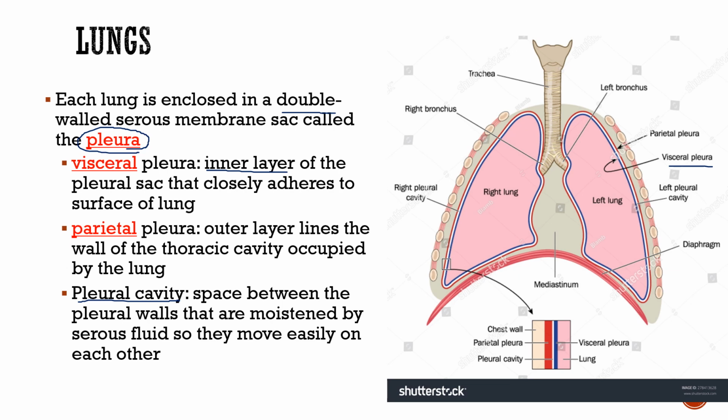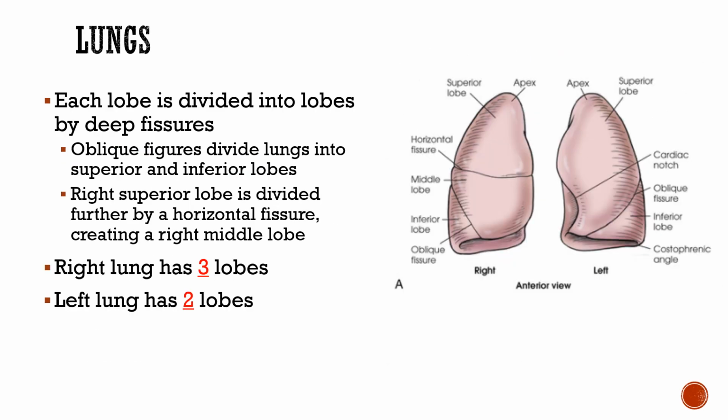And the parietal pleura is the outer layer of the thoracic wall accompanied by the lung, and that's shown here in red. Now, between the two is the actual pleural cavity, and it has serous fluid inside of it.